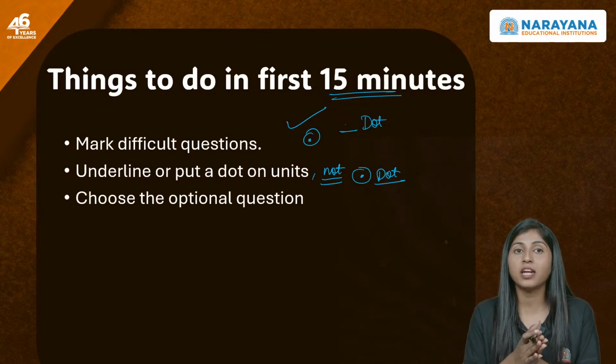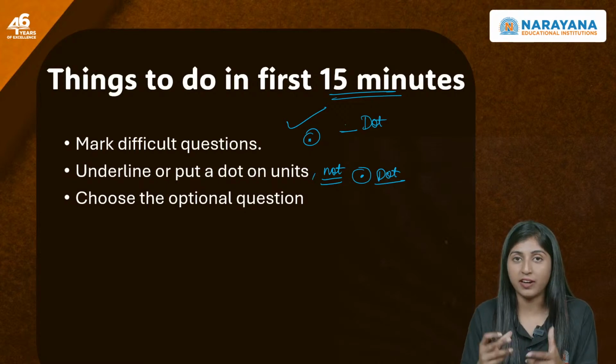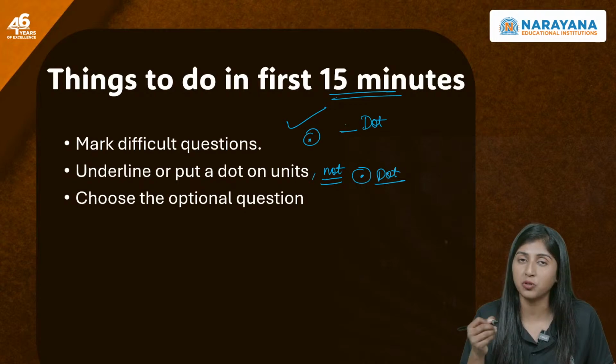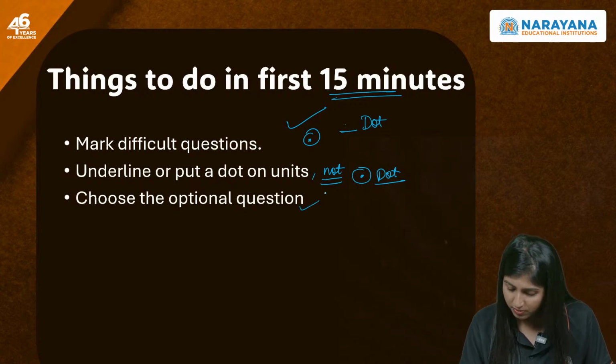Then बहुत सारे क्वेश्चंस ऐसे होते हैं जिसमें ऑप्शंस रहते हैं, 5 का A B and then you have an OR question, so choose the optional question that you are going to appear for. ठीक है, this is done.